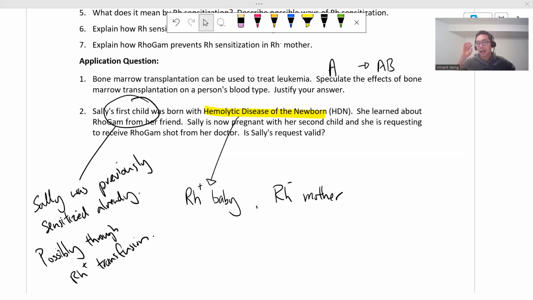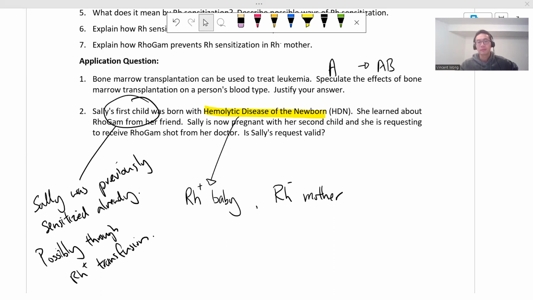Got it. Okay. And I want to emphasize, nobody's blood type is changing here. Sensitization does not change your blood type. Sensitization just means you will make the antibodies to attack that particular blood type.